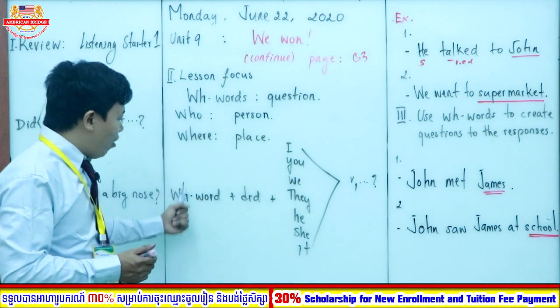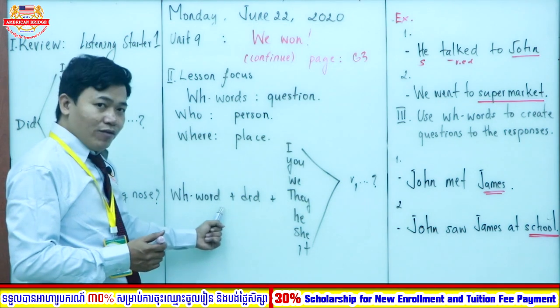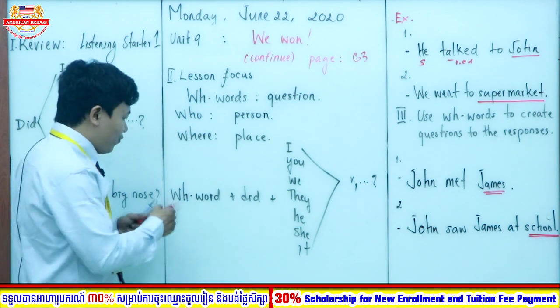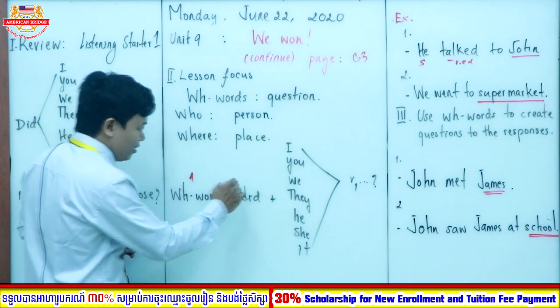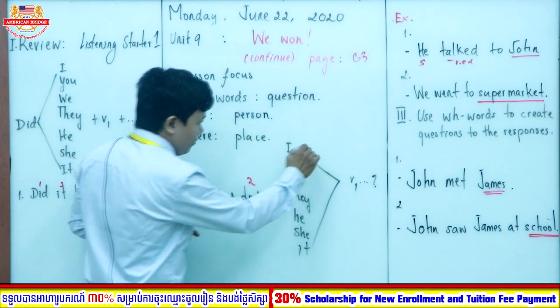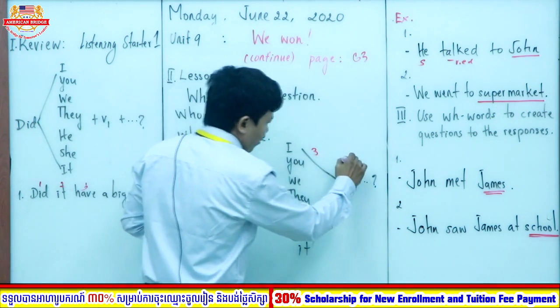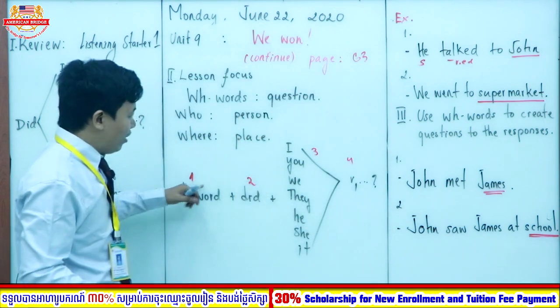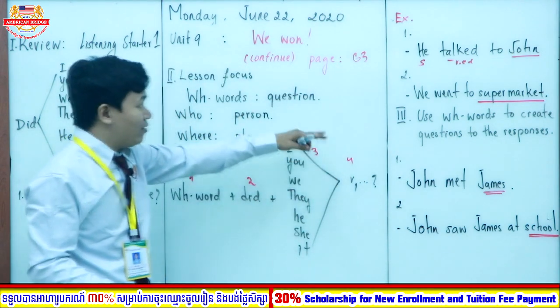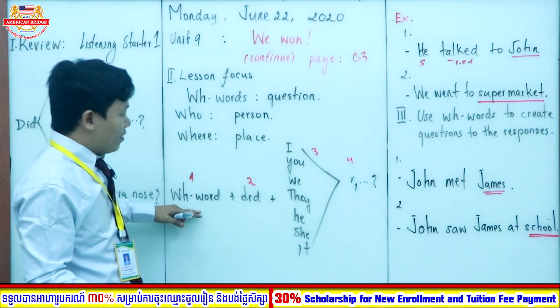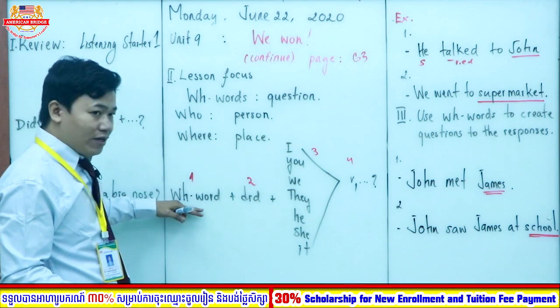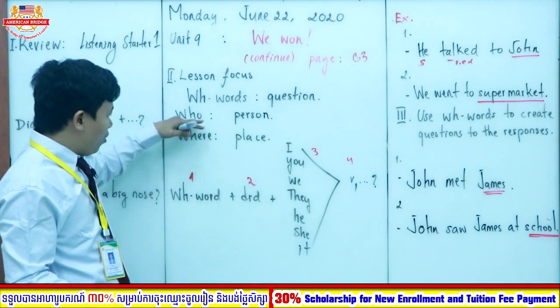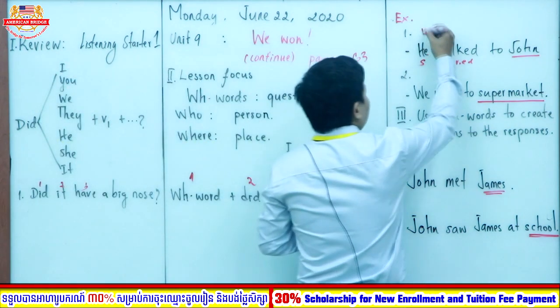So follow the form. Who we put first, right? So we need to number it. First, second, third, fourth, right? Number 1, number 2, number 3, number 4. Look at the form. I put who first, right? WH word, who. I put who here.